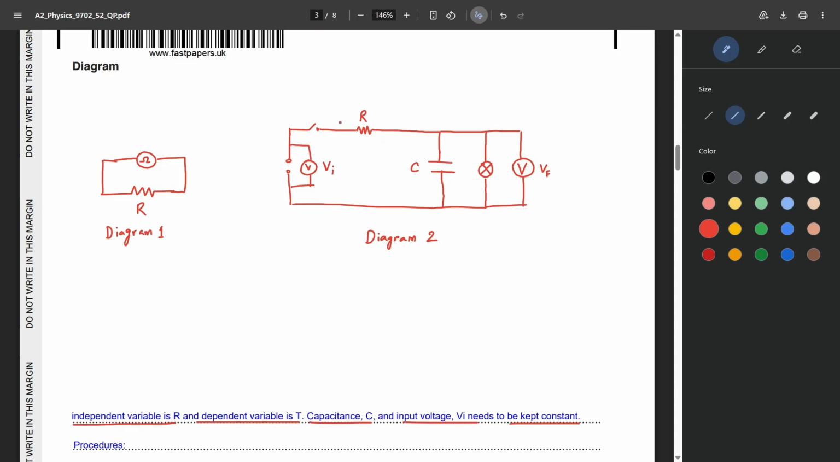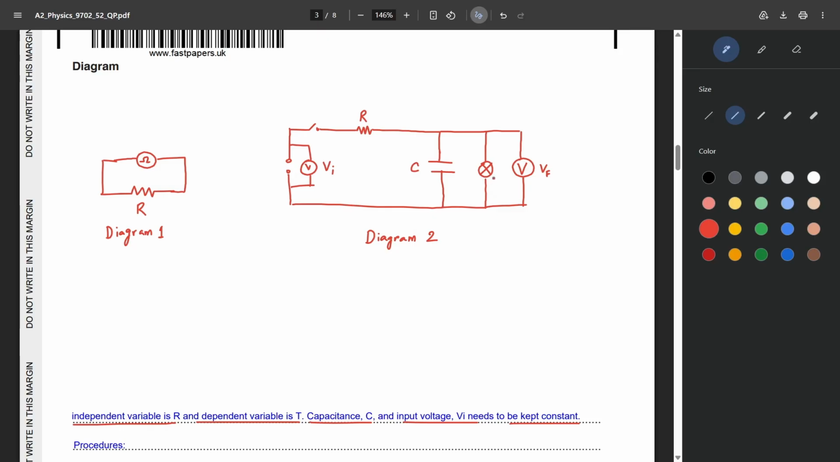Now, if we place a resistor R over here and close the switch, it's going to create a potential difference across the lamp. And if this Vf reaches a voltage above 90 volts, the neon lamp is going to start flashing. Now, what we need to do is measure the time period of each of these flashes. That can be measured using a stopwatch.